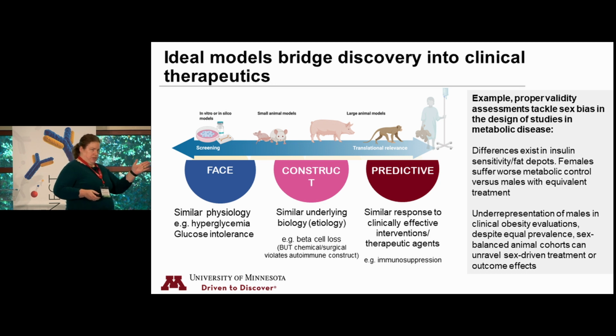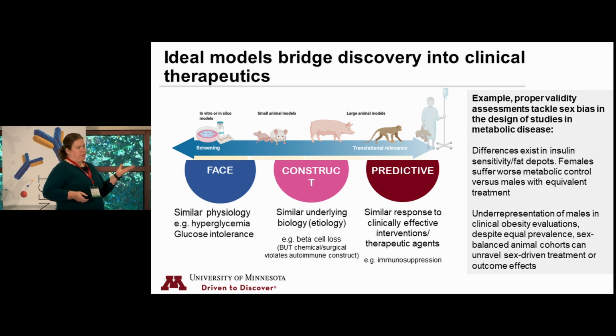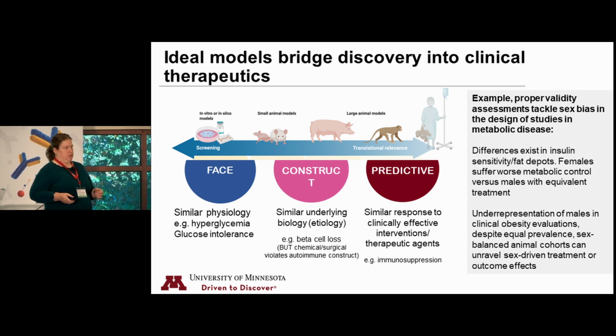Usually once you make it past the screening, you want to look at construct validity, and that's where you get into your small animal studies. And some large animals like pigs and sheep also can work for construct validity. And those are models that will have a similar underlying biology or etiology of the disease that you're studying, but they may not reflect the immune complexity that humans do.